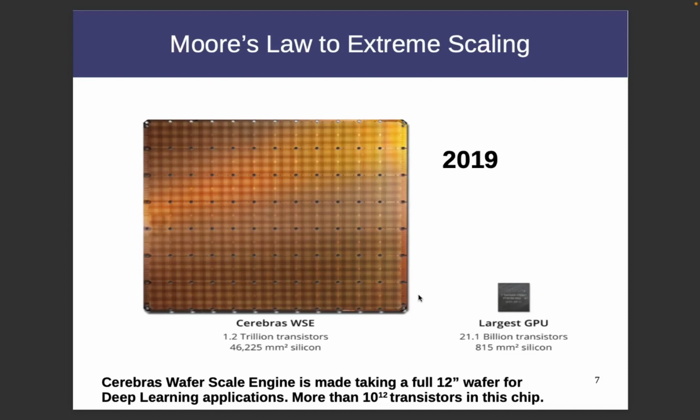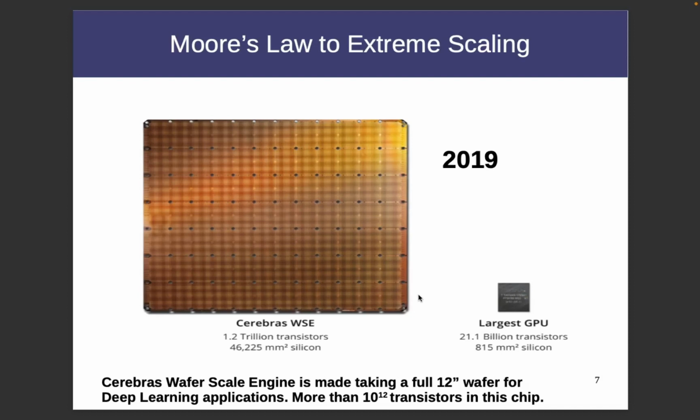So this is the image of a Cerebras Wafer Scale Engine. This is an AI microprocessor, and it has 1.2 trillion transistors. It is manufactured using a whole wafer of the chip. It is huge, and it can process high AI workloads. If you compare the size of this wafer scale engine with the largest GPU, the largest GPU has 21 billion transistors, and it is 1.2 trillion.